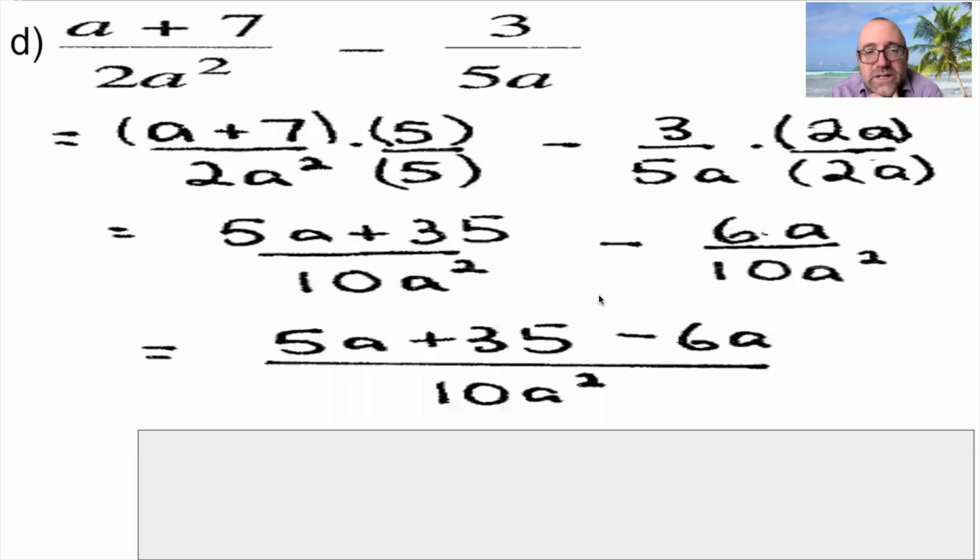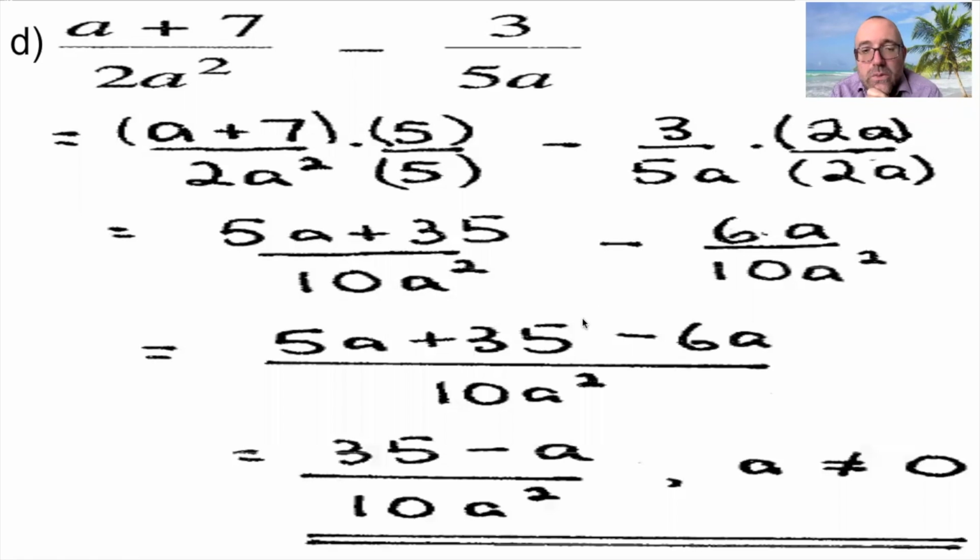So that brings us to the next part, which is collect like terms with the 5a and the 6a. Keep in mind, negative 6a is greater, so you're going to have negative 6a plus 35 over 10a squared. Can you simplify it from there? Well, unfortunately, you cannot. I just rearranged the a to the right, and that's all in a nutshell.